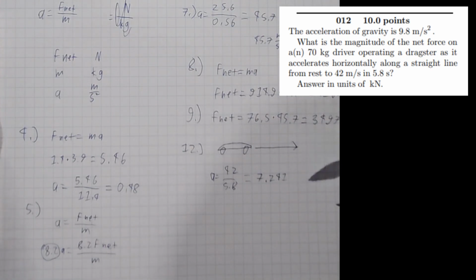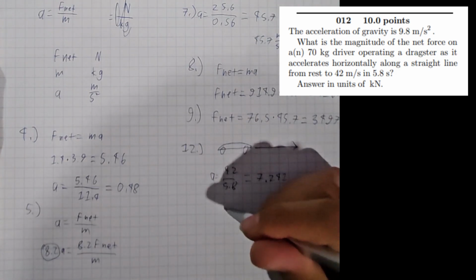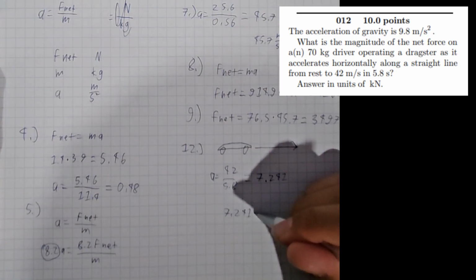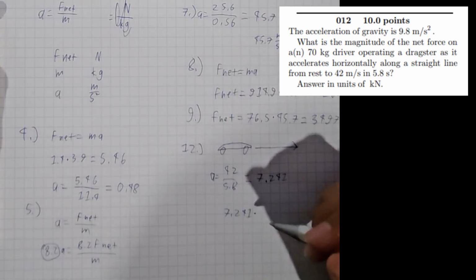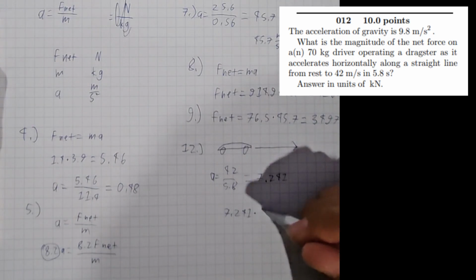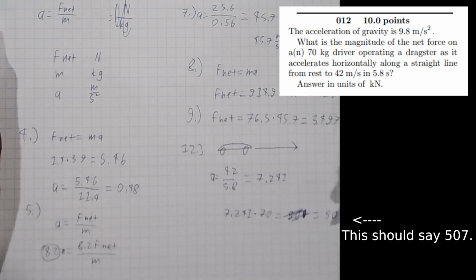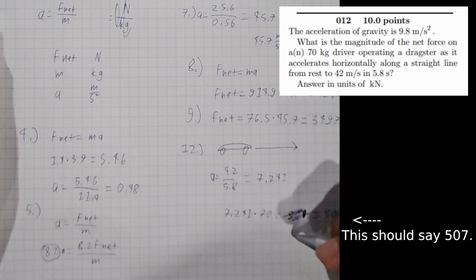And then again, the force is equal to the mass times the acceleration. So 7.241 times the mass, which is 70. So this equals 507. And this problem asks for kilonewtons, which means that you're actually going to put in 0.507.